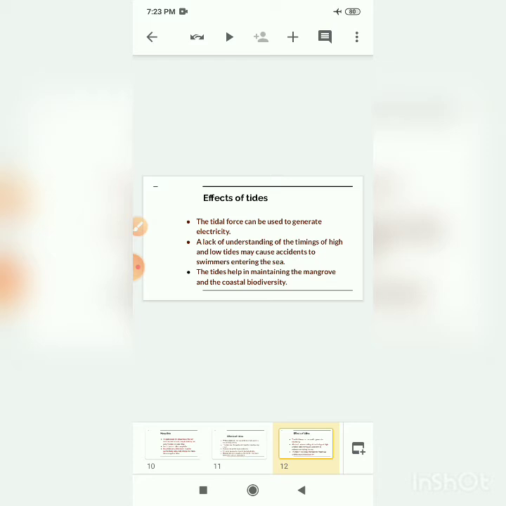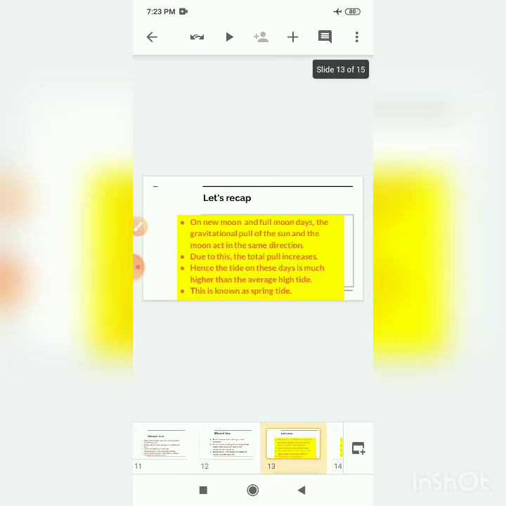Next, the tide helps in maintaining the mangrove and the coastal biodiversity. So the tide helps in maintaining the mangrove and the coastal biodiversity. So let's recap, students, what we have learned in today's video.